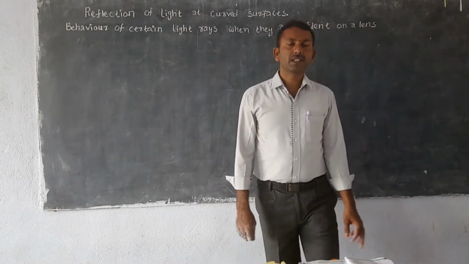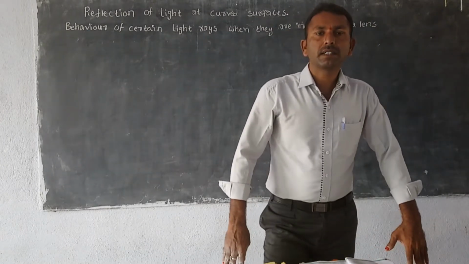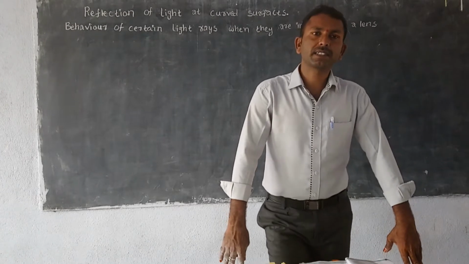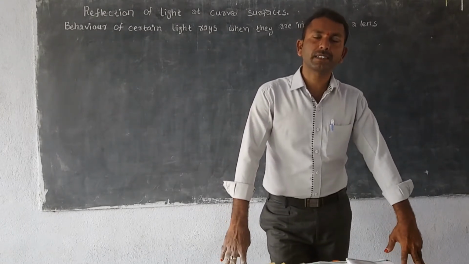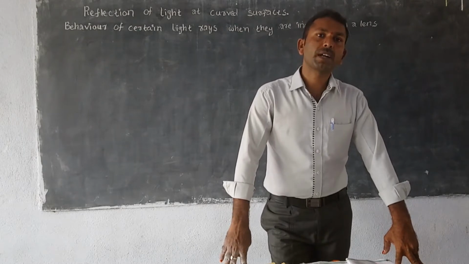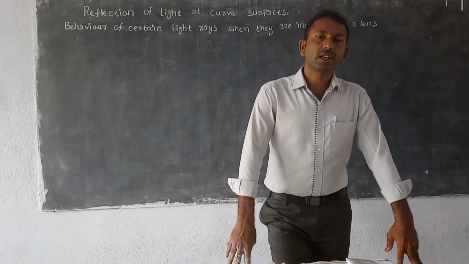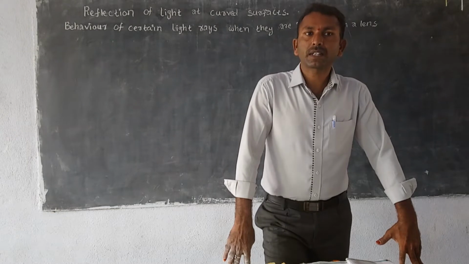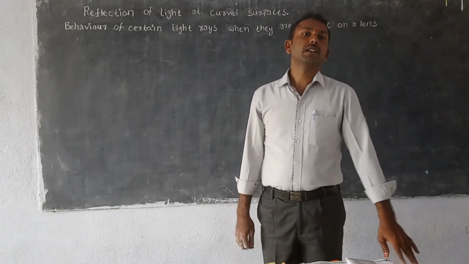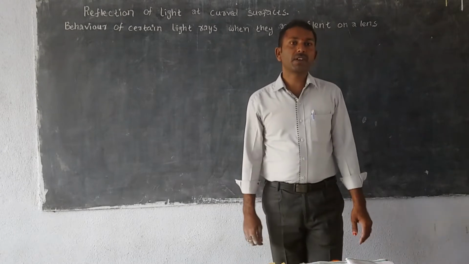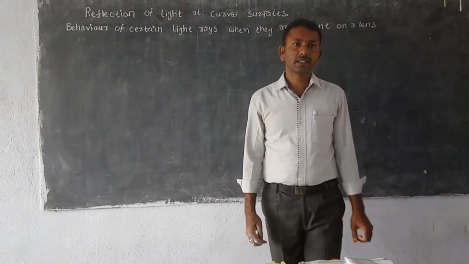Okay, in the previous class we learned about lenses. What is a lens? How many surfaces does a lens contain? And what is a focal point? What is focal length? And how is the image formed by the concave lens? How is the image formed by the convex lens?